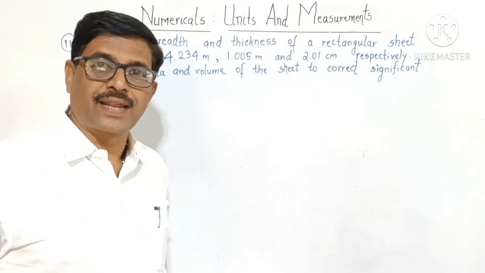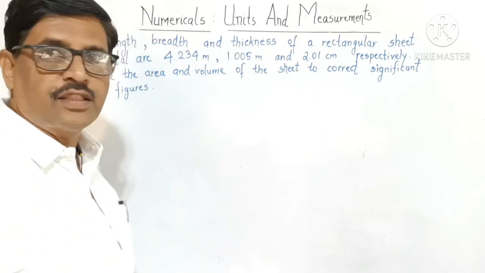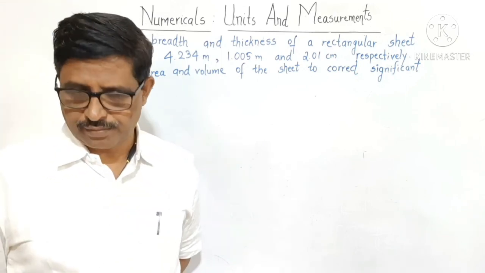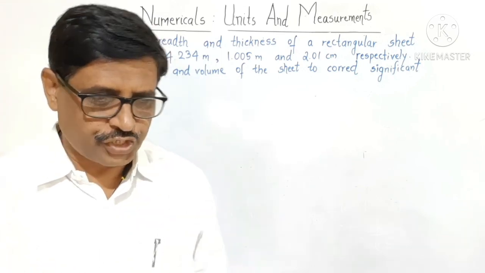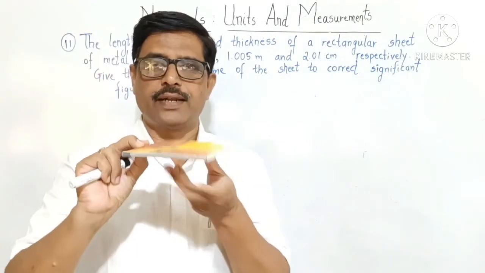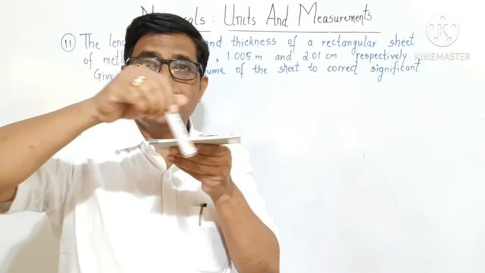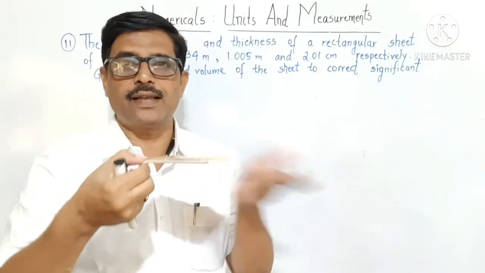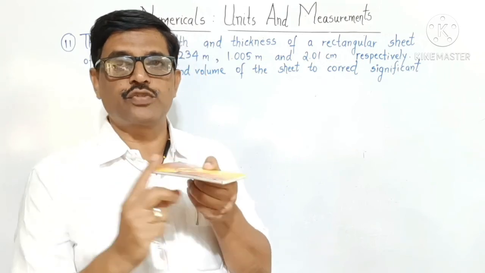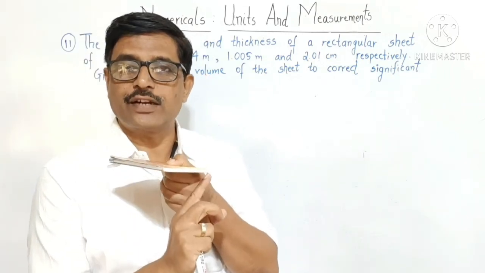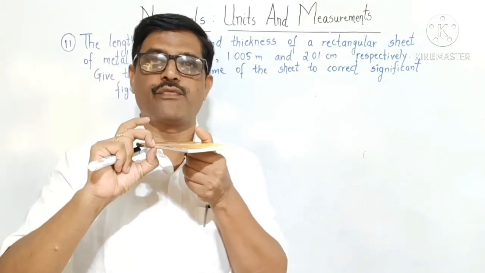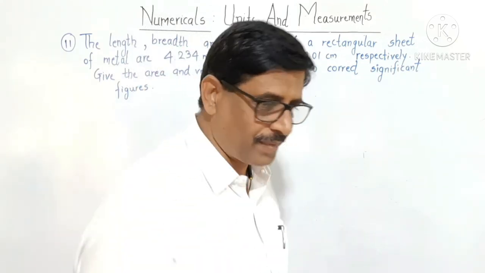Here in this numerical, length, breadth and thickness of a rectangular sheet is given. A rectangular sheet might be like this one. It's a rectangular sheet. It has length, it has breadth and it has thickness. It's very obvious that its length is more, breadth is less than the length, and thickness is very small.